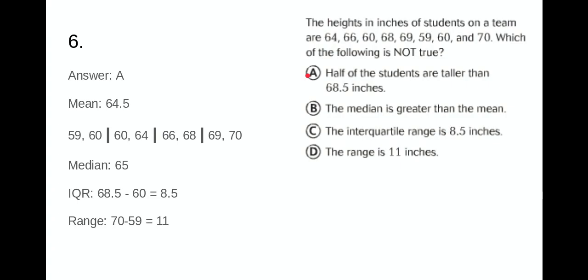We could also explain why A is the answer. It says half of the students are taller than 68.5 inches. Well, they use 68.5 inches because that is actually your Q3. And that does not mean that half of your students are taller than that. What that is showing us is that really only a quarter of our students are taller than that. Only 2 of our students are taller than 68.5. Remember, if we're ever talking about half, that's going to be your middle. That's going to be your median.